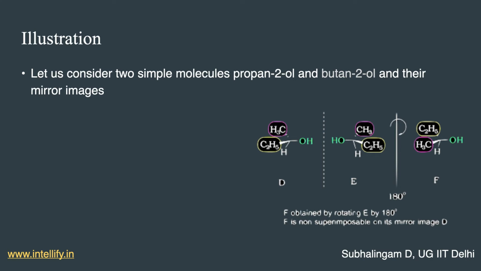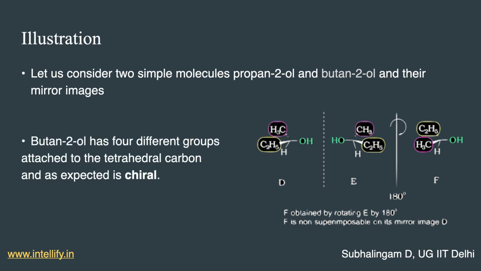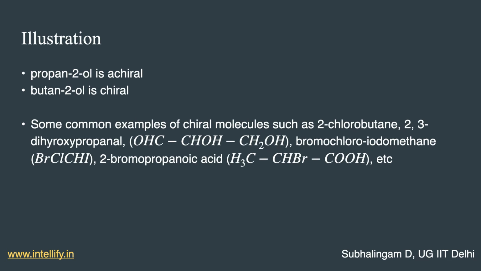So what do you observe over here? Butan-2-ol has four different groups attached to the tetrahedral carbon, and as expected is chiral. So what can you conclude from the last two slides? For a carbon which is chiral, it has a stereocenter, that is an asymmetric carbon, which means that all the four groups around the carbon are different. However, in the case of propan-2-ol, we saw that not all the four groups are different. So this is the conclusion: propan-2-ol is achiral and butan-2-ol is chiral.